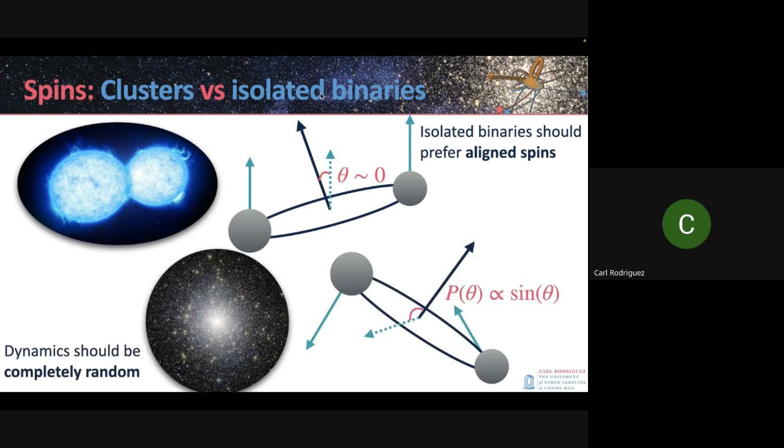But dynamical processes are chaotic. Right? The three-body problem is fundamentally chaotic. It totally scrambles everything. If a black hole binary encounters a star or black hole, we expect the spins to be completely random.